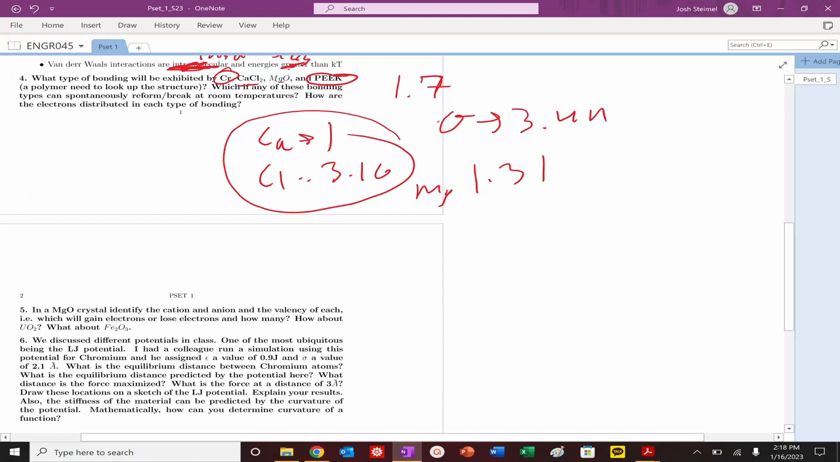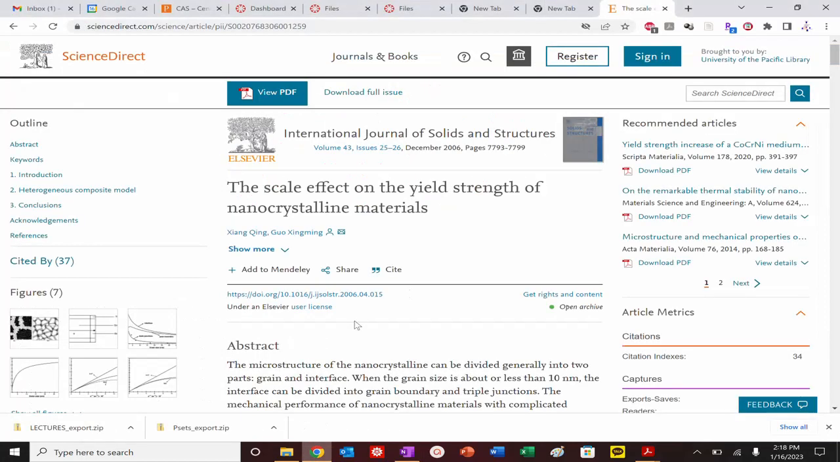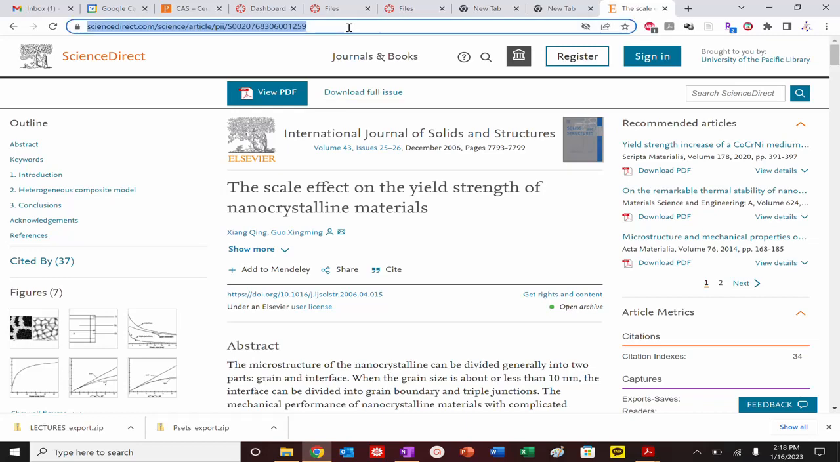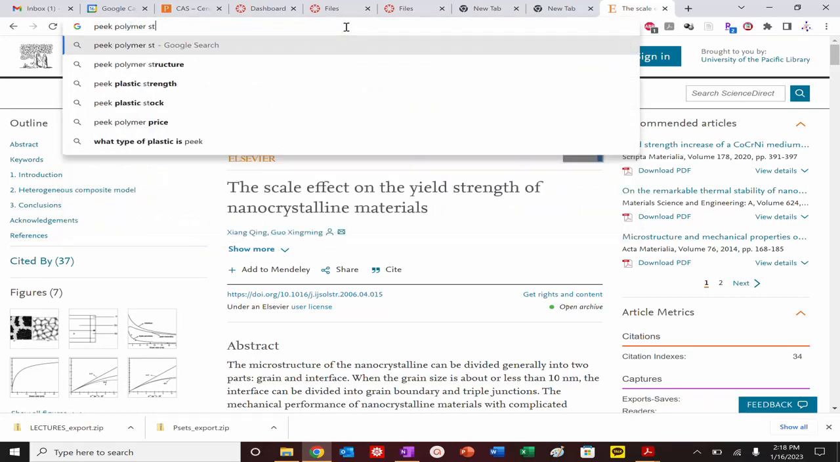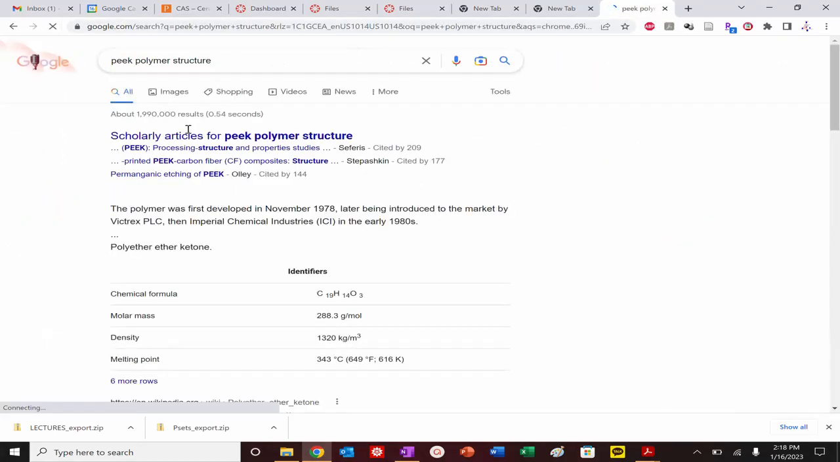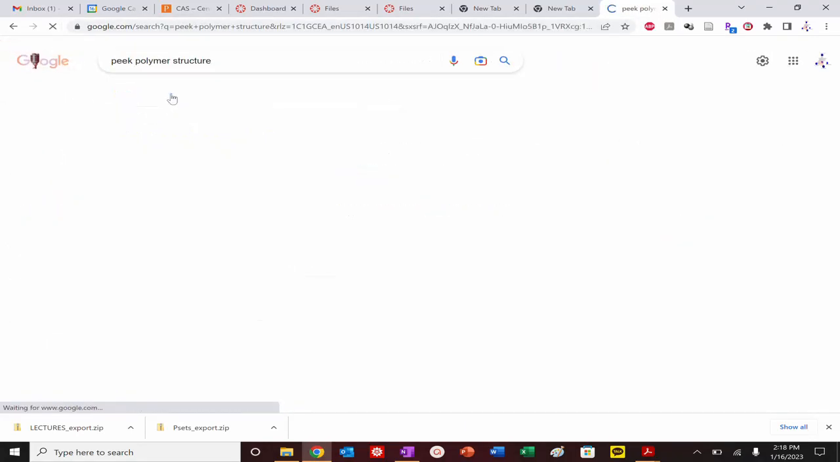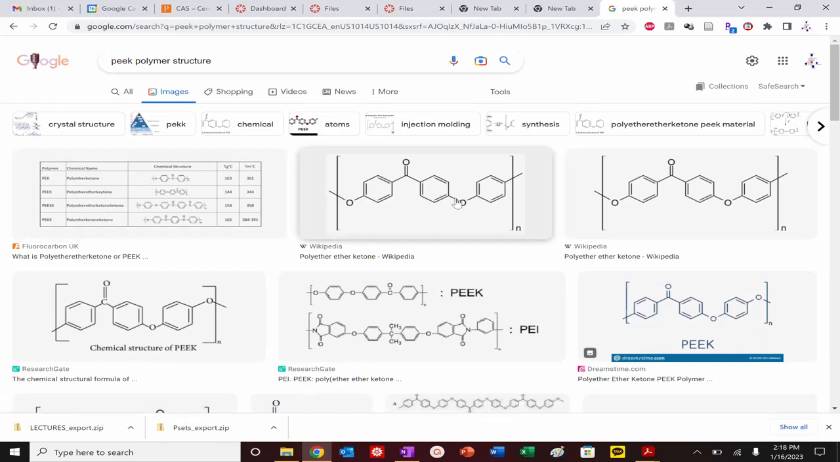We know ionic reactions either give or take electrons. Again, any intramolecular interaction cannot spontaneously break and reform at room temperature. For metallic bonding, they are delocalized electrons. And if we look at PEEK, PEEK is an interesting polymer. Let's look at images. So you see these aromatic rings here. So these will have steric interactions. So big molecules like to repel one another. These are very stiff bonds.